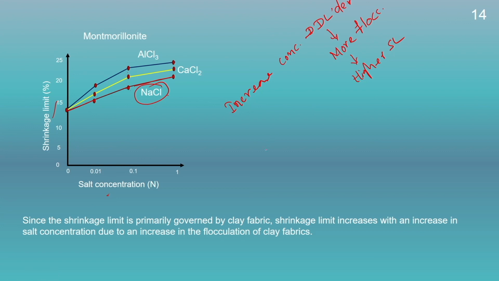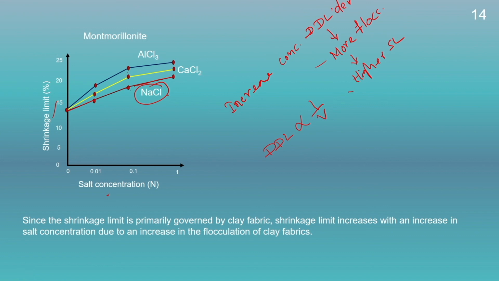We know that diffuse double layer thickness is inversely proportional to the valency of the cation. Therefore, the higher the valency, the lower the diffuse double layer thickness, the more the flocculation, and the higher the shrinkage limit. So, this trend also suggests that with increase in the salt concentration, the shrinkage limit will increase. With increase in the valency of the salt, the shrinkage limit will increase.